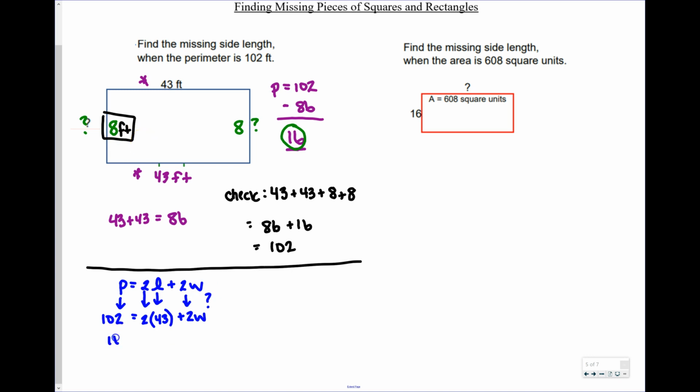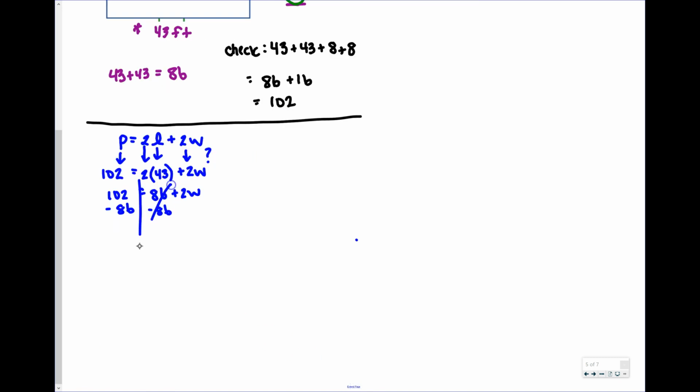Now you can just solve this if you know how to solve. Oh, that's an equal sign. 102 equals 86 plus 2W. Solve like an equation. I don't expect any of you to do this. I'm showing it to you so you know. But I do not require this.